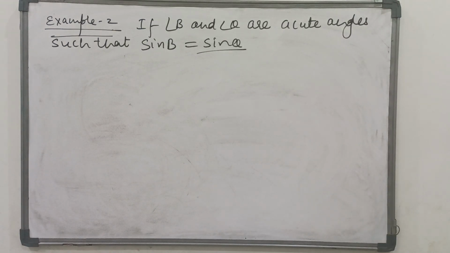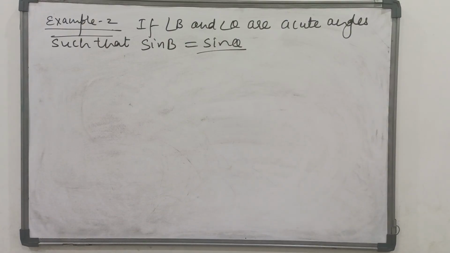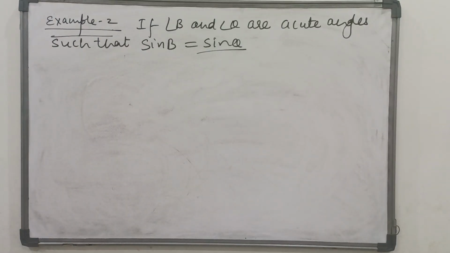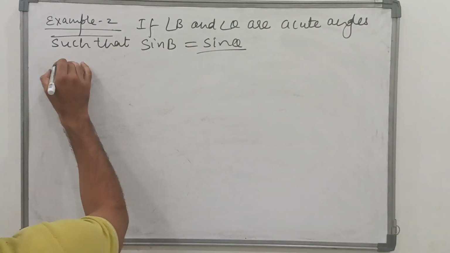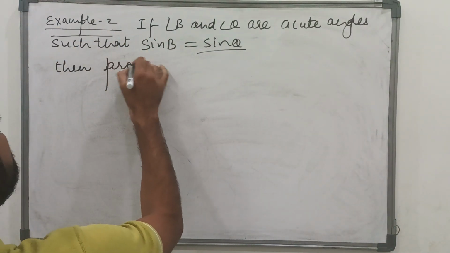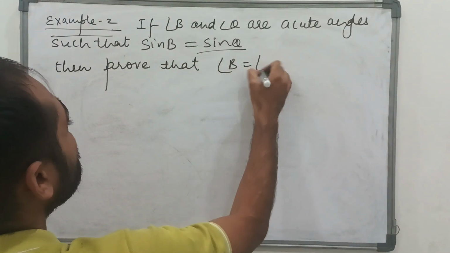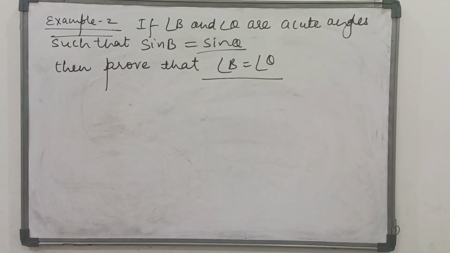When sine B is equal to sine Q, then the two triangles are congruent and both sides are equal. If the two triangles are congruent, then angle B is equal to angle Q, and they must be acute angles. That's why we can say the triangles are congruent. First of all, we prove that angle B is equal to angle Q. Why? We want to prove angle B is equal to angle Q.